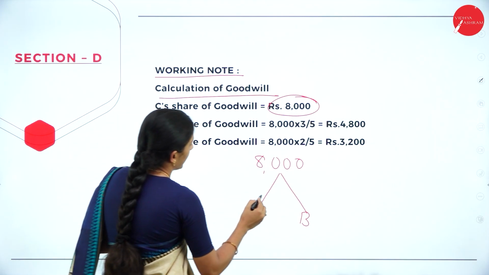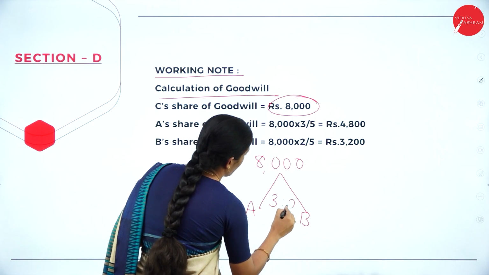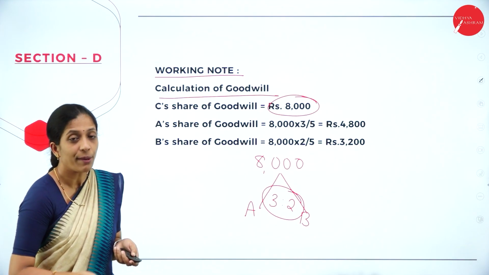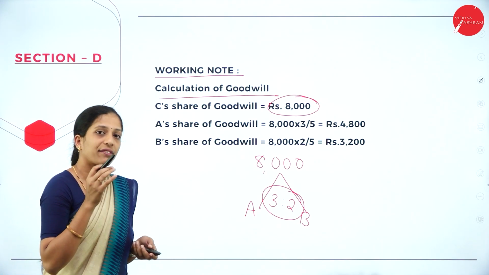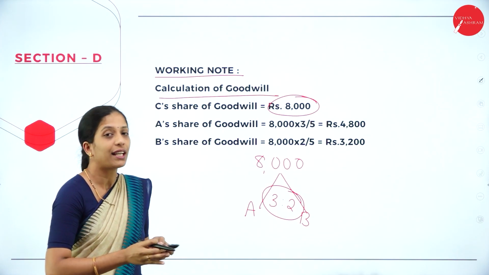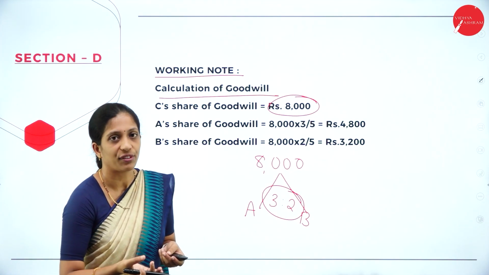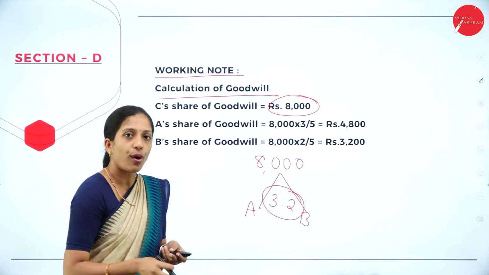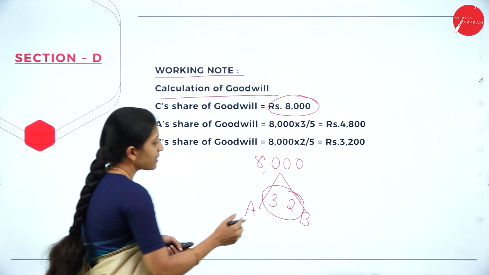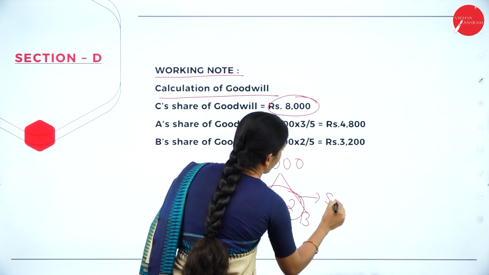In their profit sharing ratio, that is 3:2, the old ratio. Actually this has to be distributed under the sacrifice ratio. Since in the problem they have given only the old ratio, so if they had given the new ratio, then we would have calculated the sacrifice ratio. But only the old ratio is given, so the old ratio itself is considered as the sacrifice ratio.